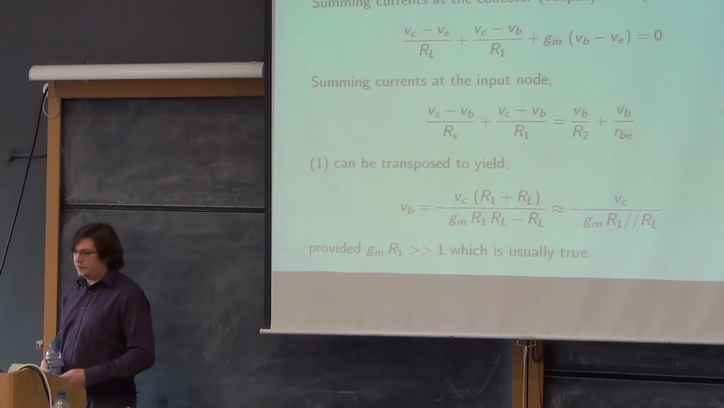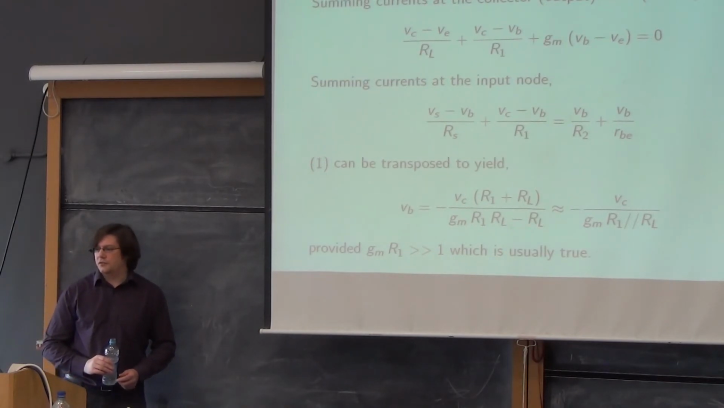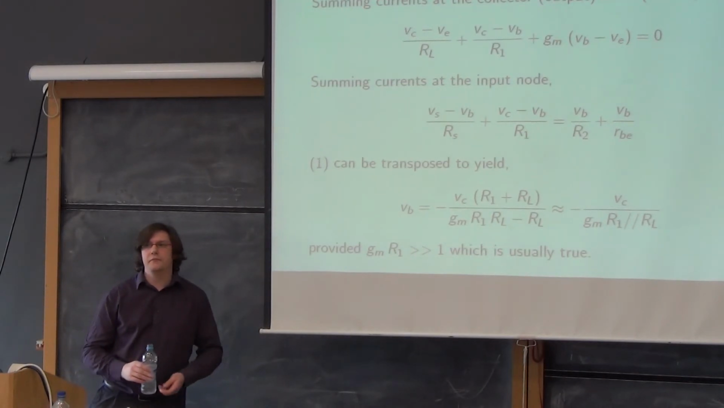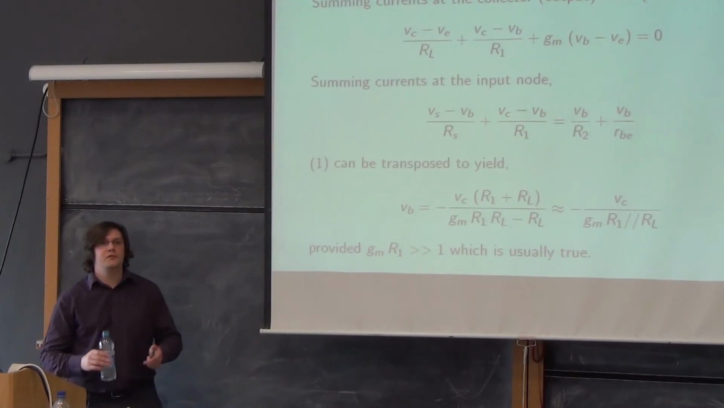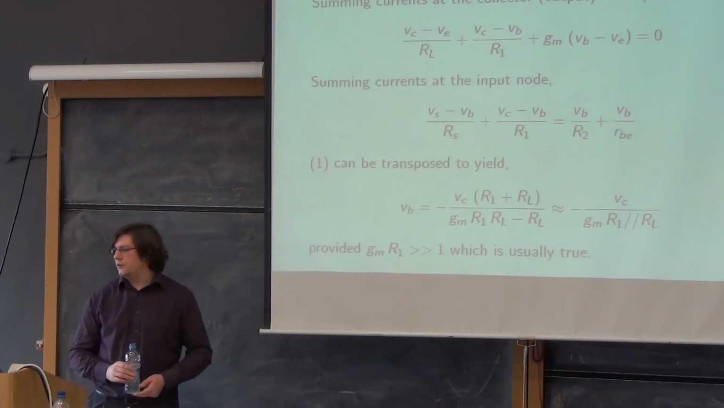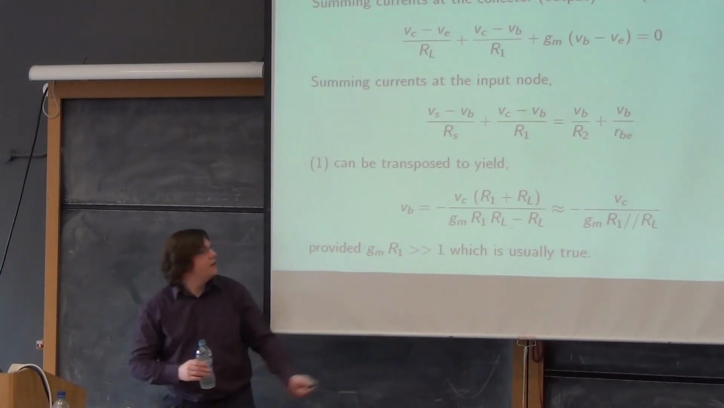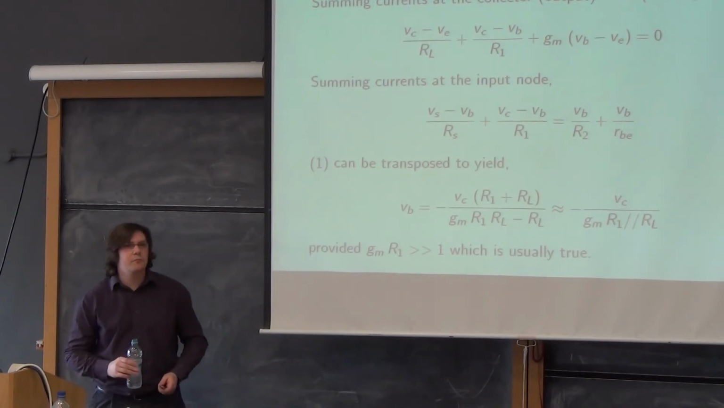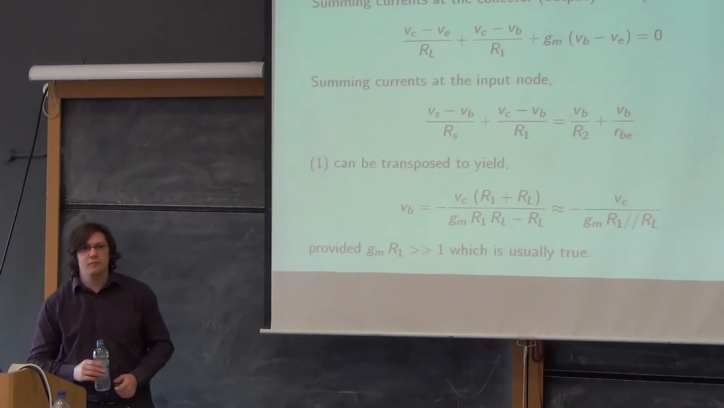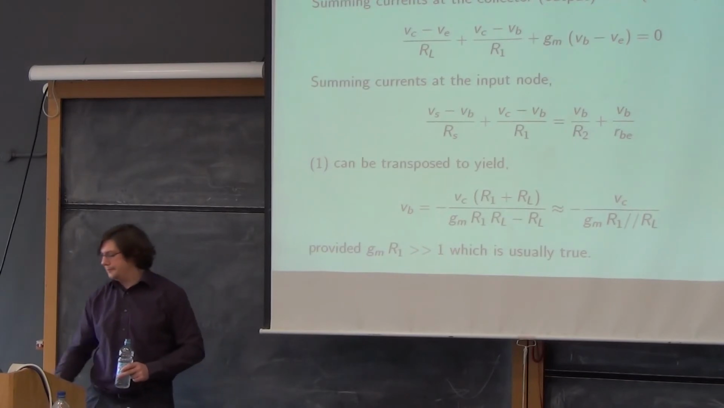And if GMR1 is much, much bigger than 1, which is almost always true, because R1 is usually quite big, and GM is usually sort of 0.03 up to about 0.5, depends, you get Vc upon GMR1 parallel with RL. If you feel unhappy about how this is dealt with, either set R1 really big this evening and see what happens, or if you're feeling really brave, apply L'Hopital's rule and see what happens when R1 goes to infinity.